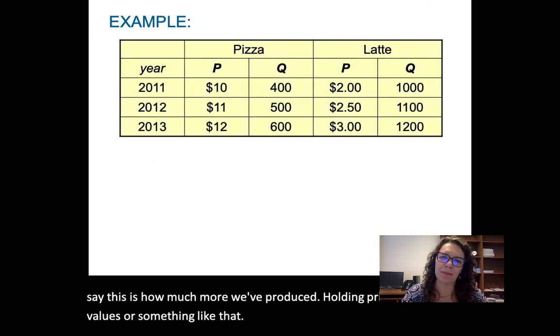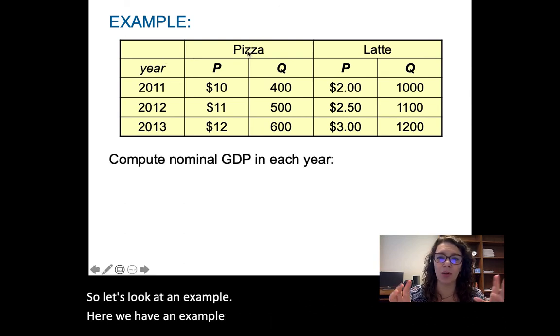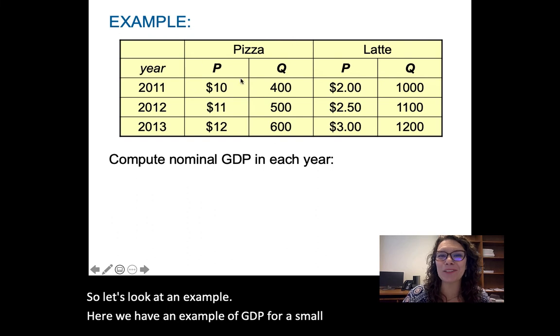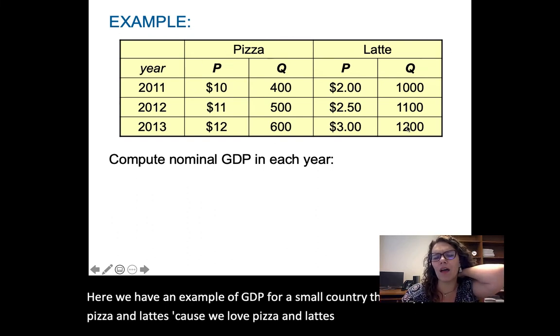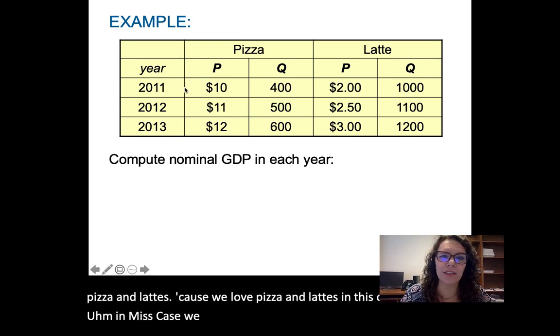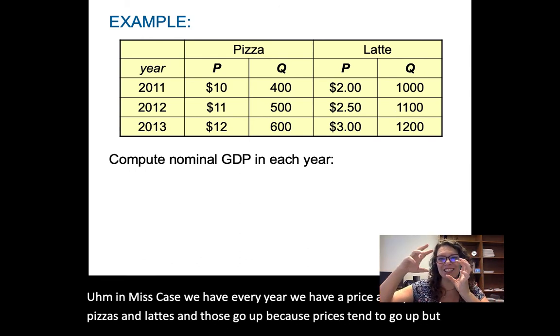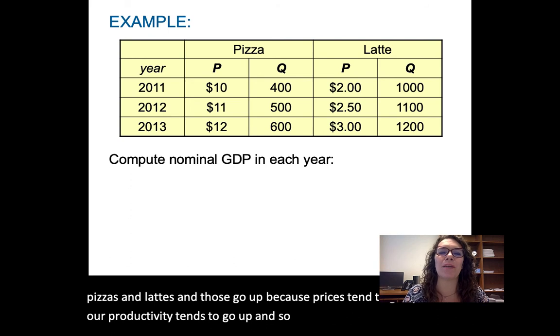So let's look at an example. Here we have an example of GDP for a small country that only produces pizza and lattes, because we love pizza and lattes in this class. In this case, every year we have a price and a quantity for pizzas and lattes, and those go up because prices tend to go up, but also our productivity tends to go up. And so we'll see both of those go up each year.